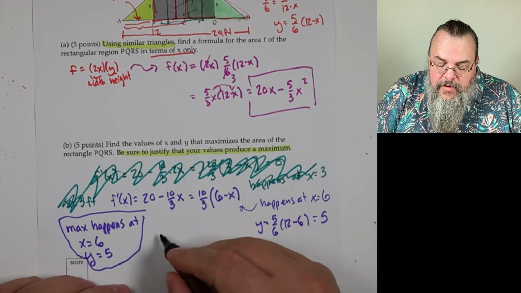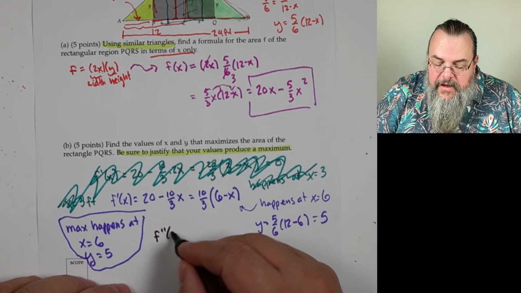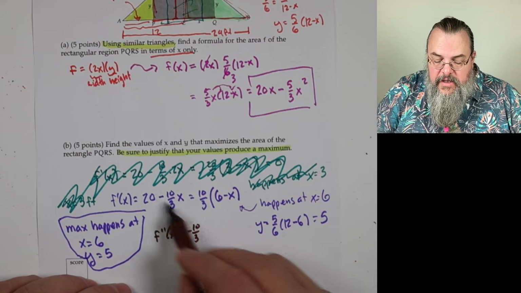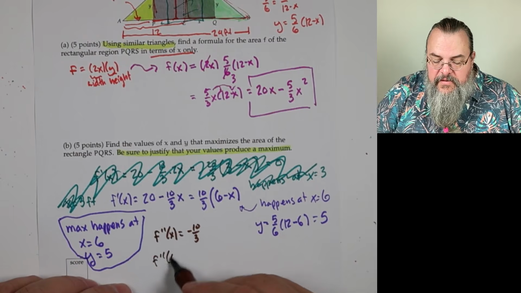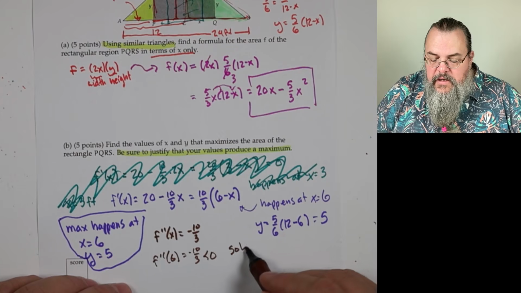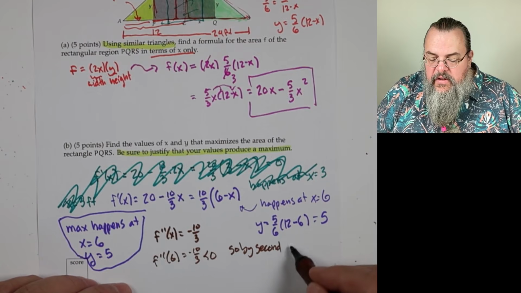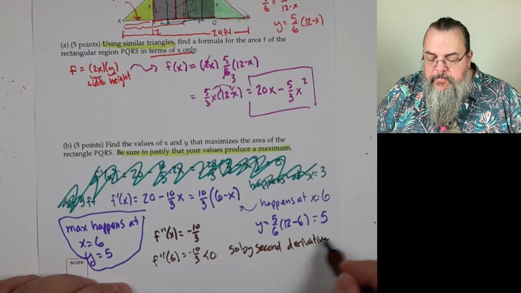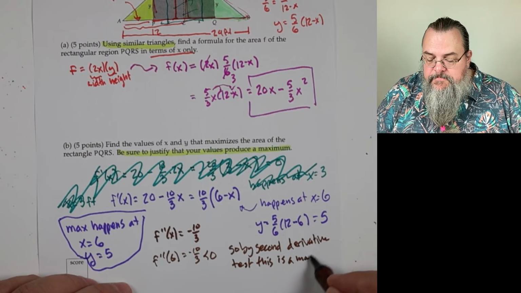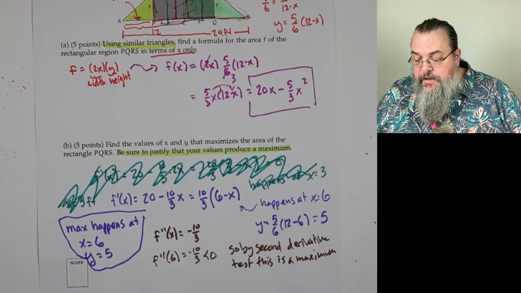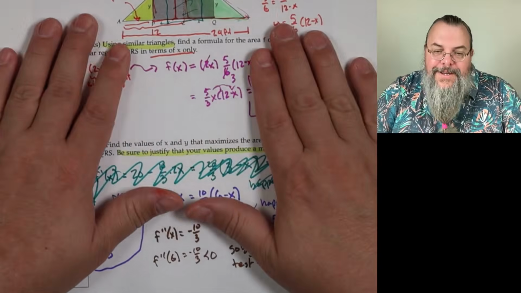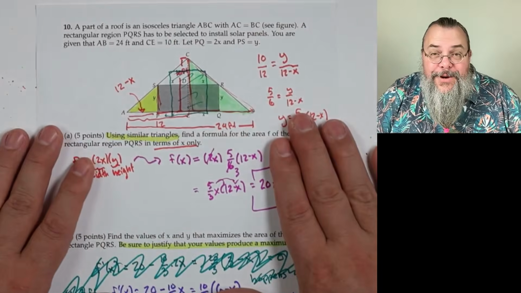So, if we look at this, we can say, look, f double prime of x is negative 10/3, right? Just taking the second derivative. So f double prime of 6 is negative 10/3, which is negative. So, by the second derivative test, this is a maximum. And everything goes downhill from there. All right, now we're done. We're done with the last problem. We worked our way through the whole exam.